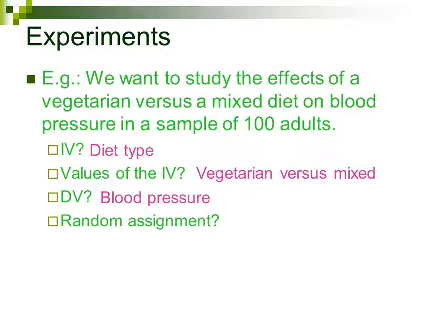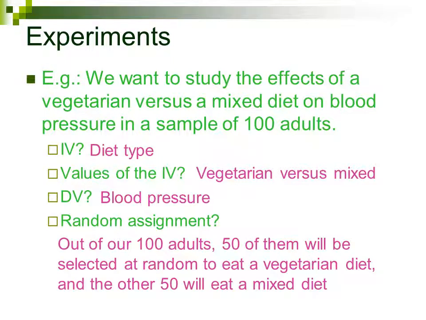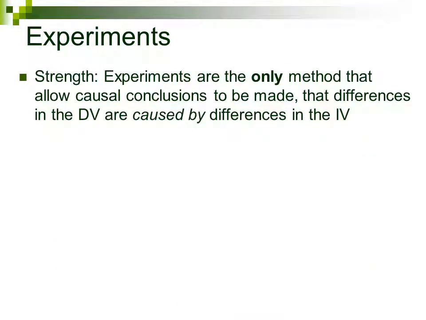The way random assignment is used is, again, to assign participants to groups randomly. So they have a 50% chance of being assigned to either the vegetarian or the mixed group. Specifically, out of the 100 adults in the study, 50 of them will be selected at random to eat a vegetarian diet, and the other 50 will eat the mixed diet.